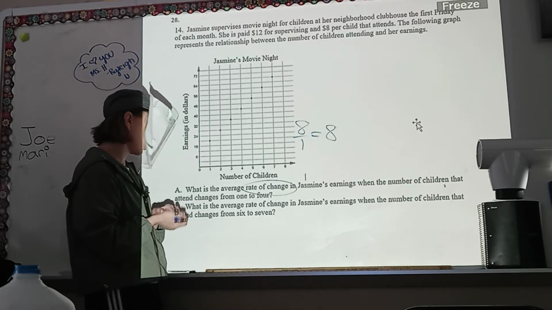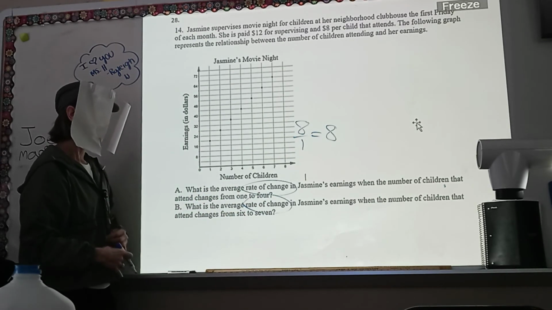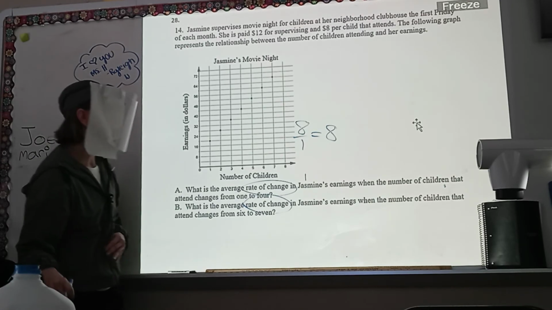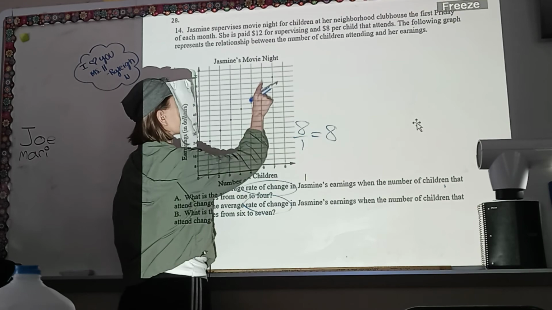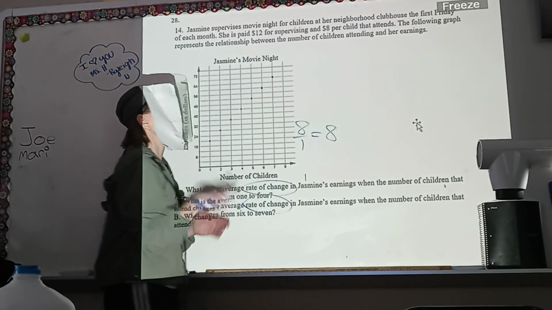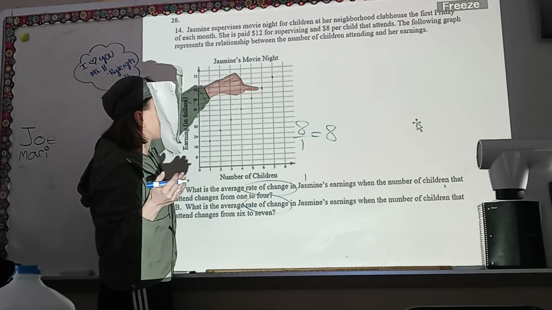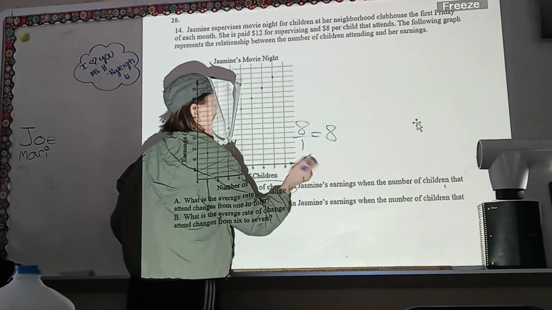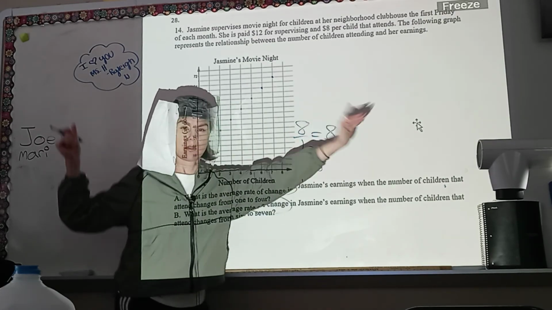So now they're asking you, here we go, what is the average rate of change from 6 to 7? Well, here's 6 to 7. So go to 6. Here it is. To 7. Well, guys, it really hasn't changed. From 6 to 7, we went up 8 over 1. So the average rate of change is 8. And that's it. Fabulous.